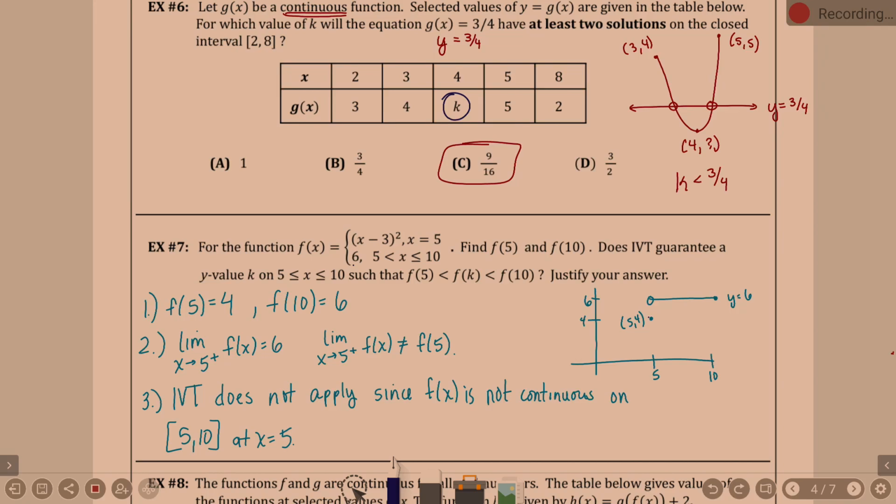So the justification here I used: the limit from the right approaches 6 is the right of 5, but at 5, we already know that f of 5 is 4. So right here, basically, 4 and 6 aren't the same. So this is one where we don't get this very often, do we? IVT does not guarantee it. It doesn't even apply. I can't use this definition because continuity is not there. Okay?